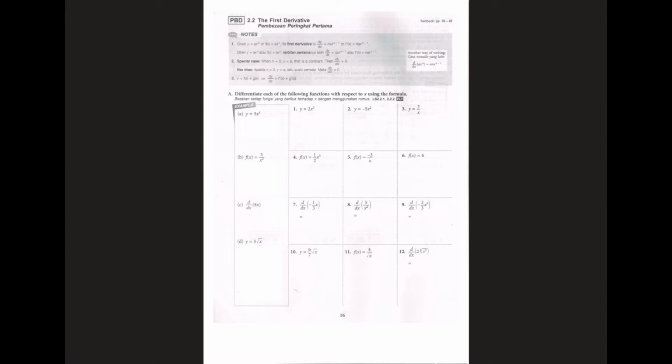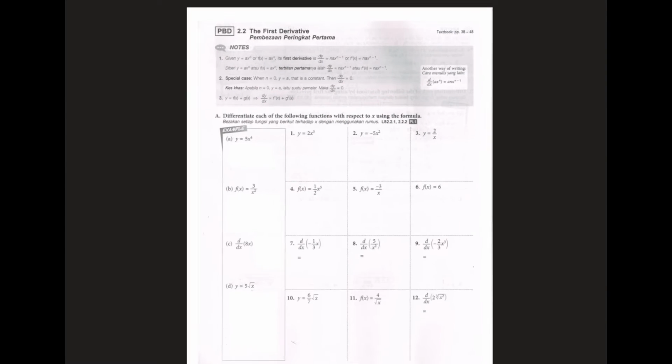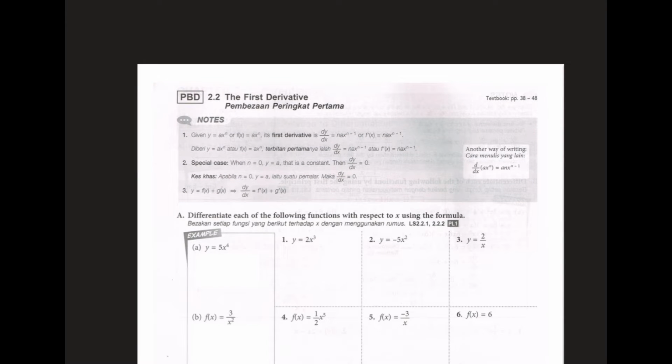2.2 is about the first derivative. So what happened here is you have to know that first derivative means dy dx. Okay, dy dx. Like what I mentioned before, when you do differentiation to change y to dy dx, the dy dx is called first derivative. If you are given a function f(x), you change it to f prime x, then we call f prime x the first derivative. So we have a formula over here.